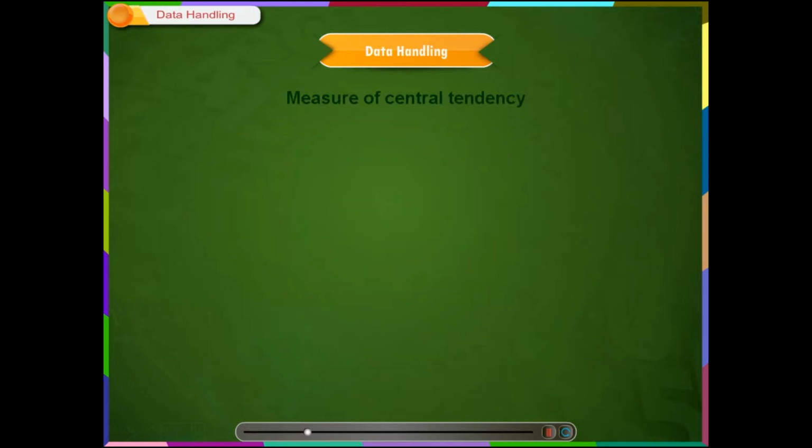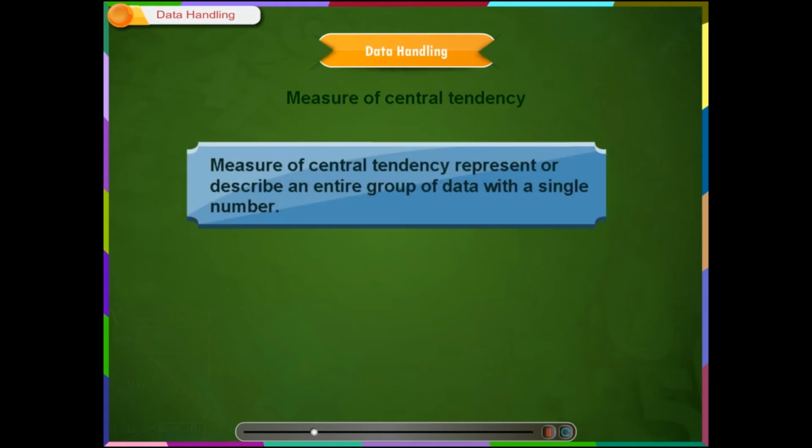Let us see the meaning of the term central tendency. It is a number that best describes a group of data. Central tendency represents or describes an entire group of data with a single number.